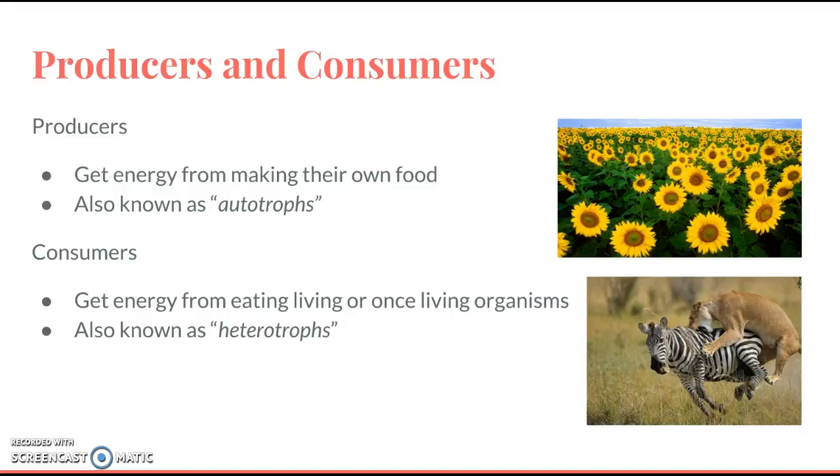And the other part we're going to be talking about are consumers. Consumers, also known as heterotrophs, are going to be eating living or once living organisms to get their energy as well. Over on the right you can see the lion. It's a good example of a consumer.